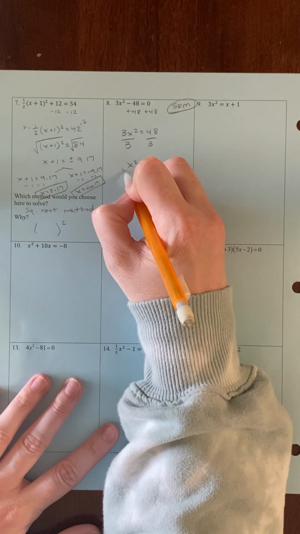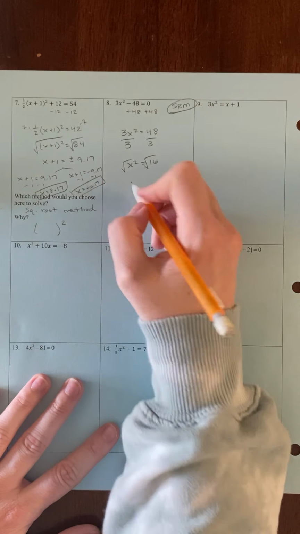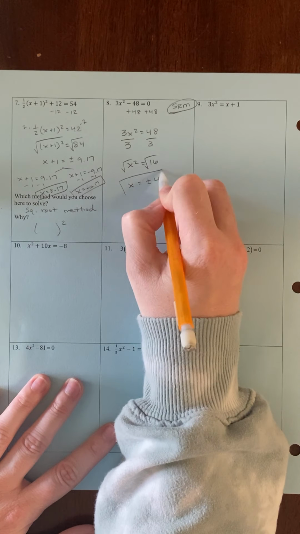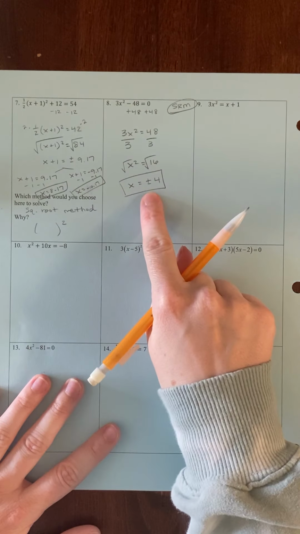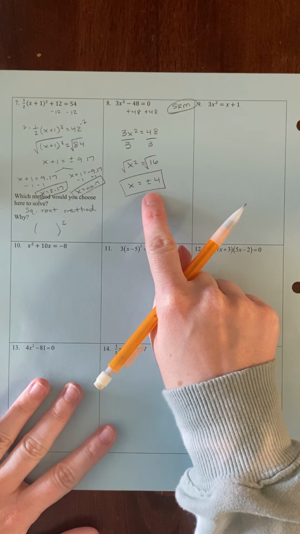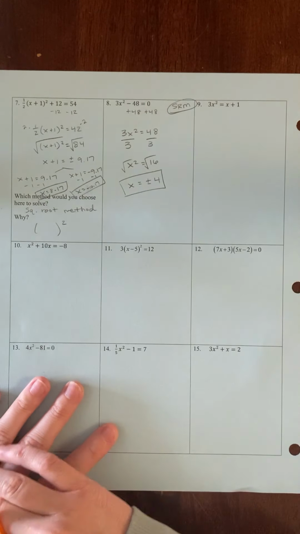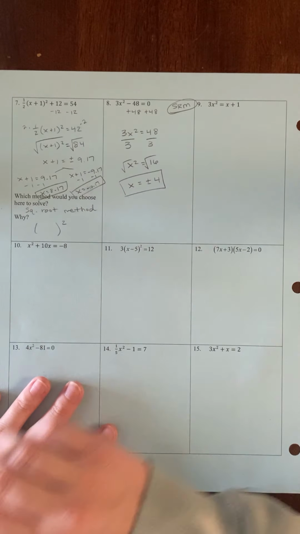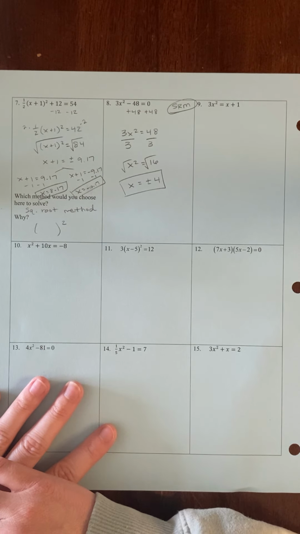Now that the x squared is isolated, I'm going to take the square root of both sides. The square root of 16 is positive or negative 4. Since I got a whole number answer here and no decimals, that means my original equation was factorable. So you could have done factoring method on this one as well, and you still should have gotten the same answers of positive 4 and negative 4.